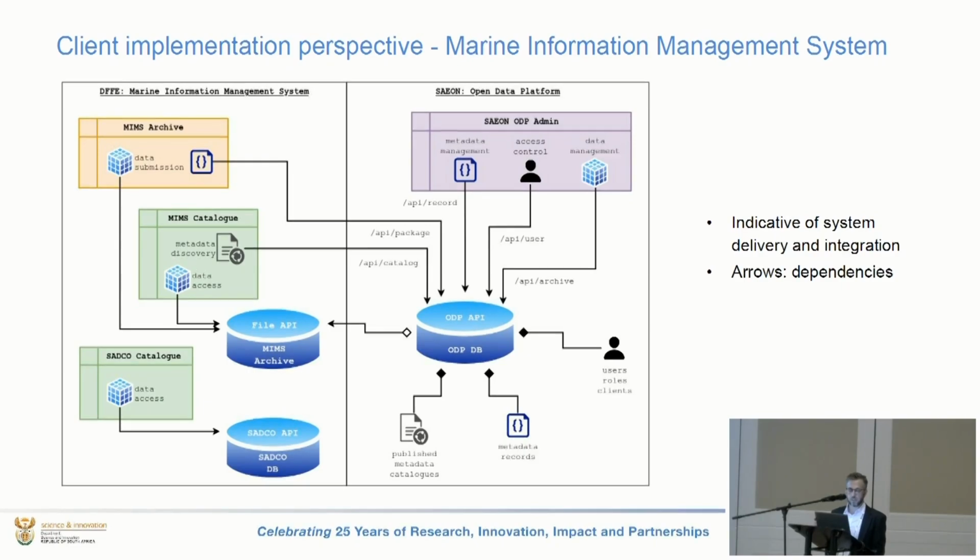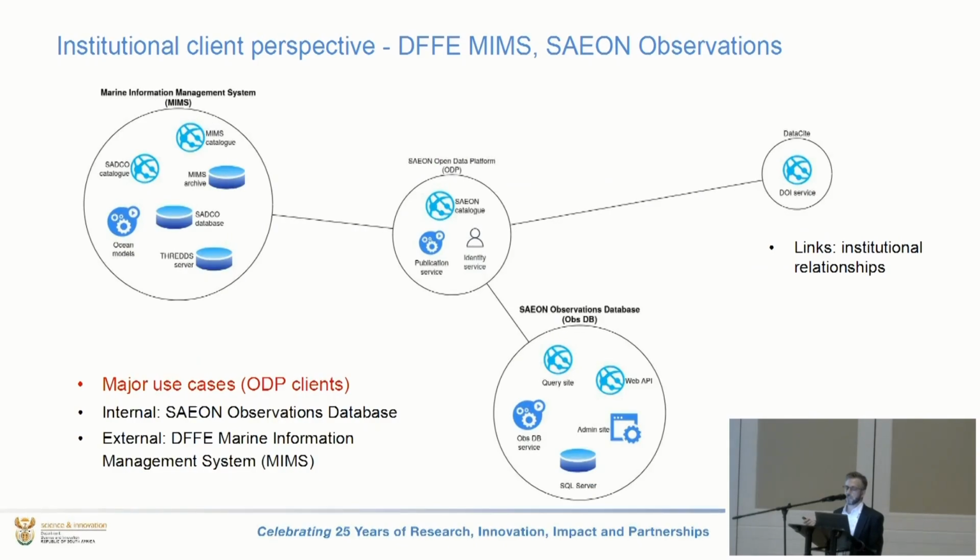It gives quite a tangible picture of how we're going to deploy our systems onto their infrastructure, an idea of the status of deliverables, how their systems will integrate with systems that are deployed on Seon's infrastructure. Then this is a slightly different view, still from a client perspective, but more of an institutional point of view of things. So here we're showing two of our main use cases, the MIMS again, and the Seon Observations Database, which are both clients of the ODP.